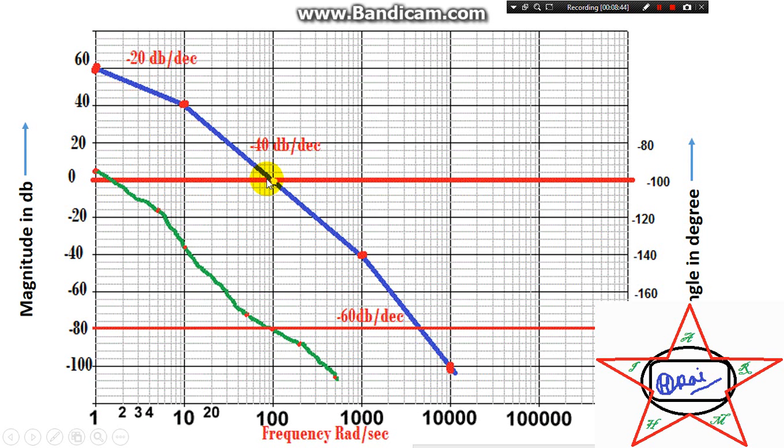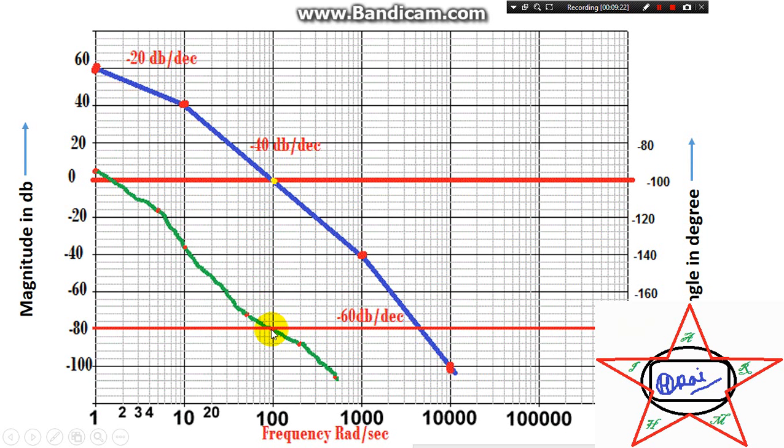Got it clear? And now this point where the 0 dB line crosses the gain or magnitude plot is called the gain crossover frequency. Now you just draw a line in such a way that it intersects the phase plot. The difference between the minus 180 degree line and the point where it intersects is nothing but the phase margin. Now opposite to that, where the minus 180 degree line crosses is the phase crossover frequency.